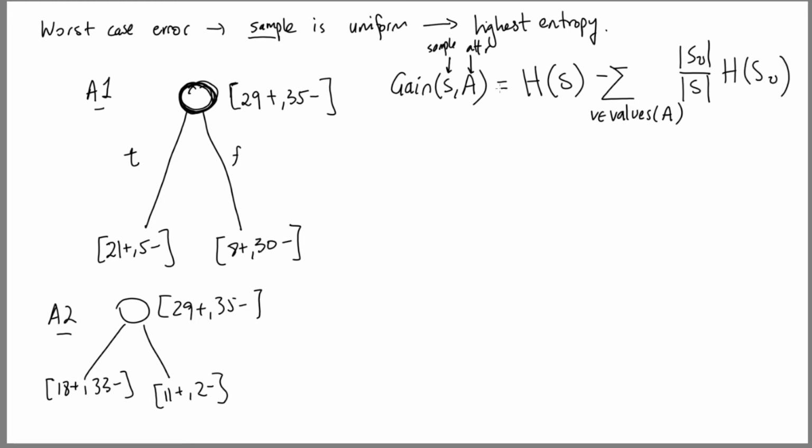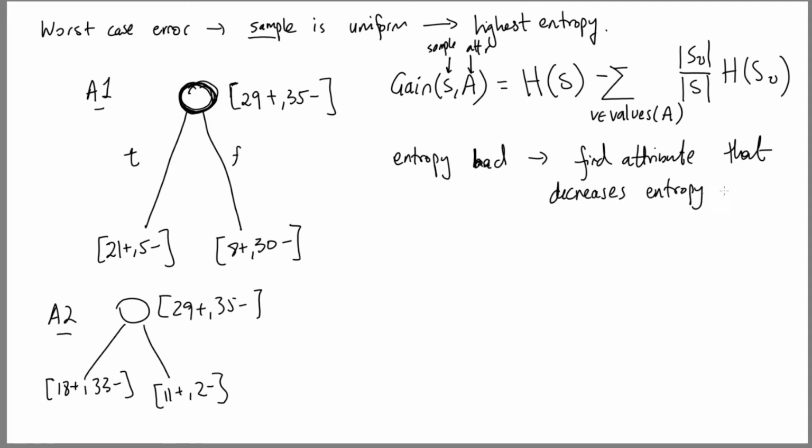Okay, so what does this actually mean? Well, if entropy is bad, then we want to find the attribute that decreases entropy the most. And this is equivalent to saying finding the attribute that increases the information the most.